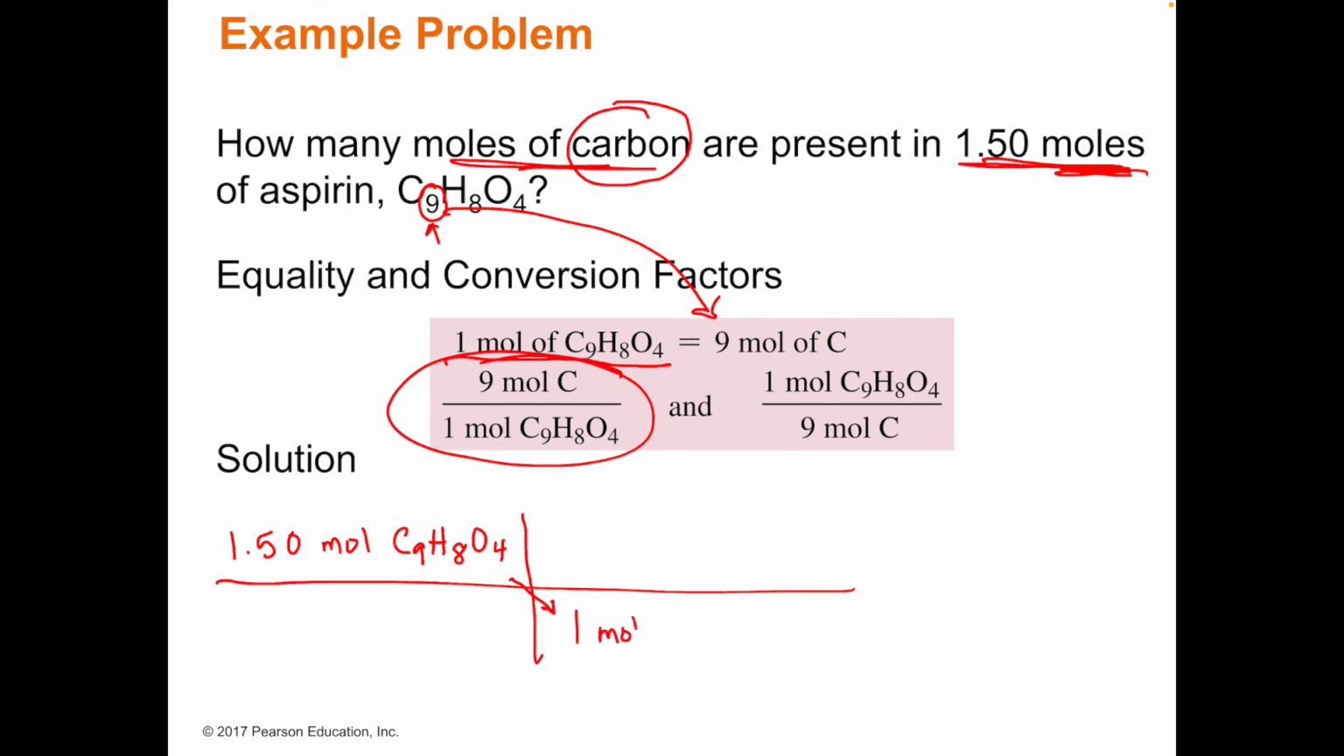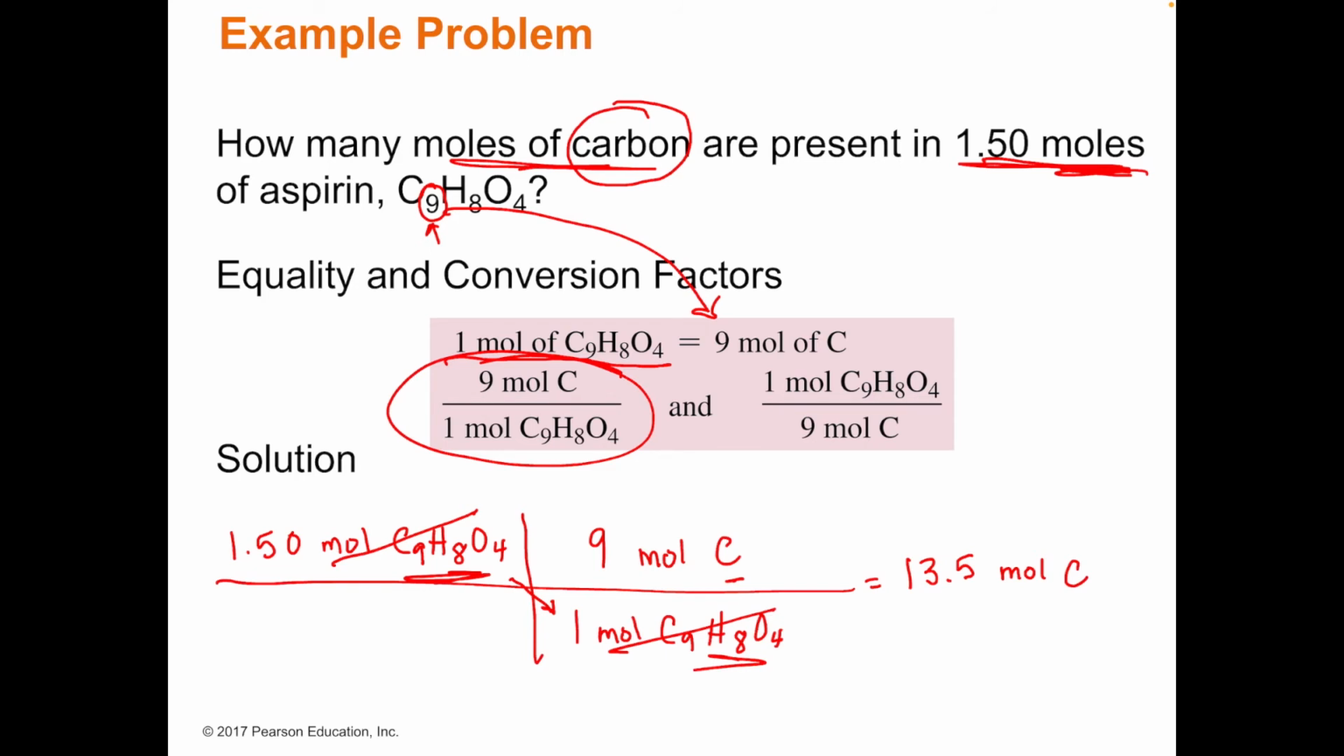So our 1 mole of aspirin will go on the bottom, and 9 moles of carbon will go on the top. So moles of aspirin cancels moles of aspirin, and moles of carbon stays there, which is what we are trying to find. So we'll go ahead and multiply all of this out, and we will get 13.5 moles of carbon. So again, this is why it's important to include this unit, like the aspirin versus carbon, because we're going to change partway through.